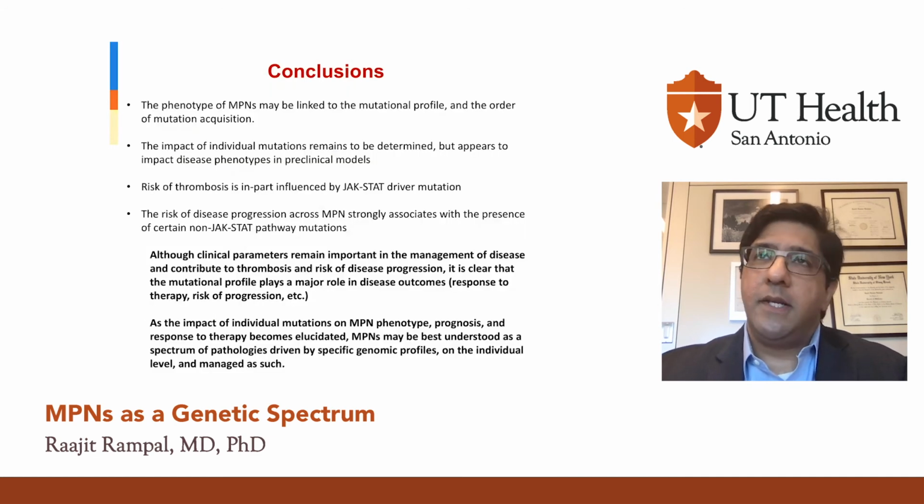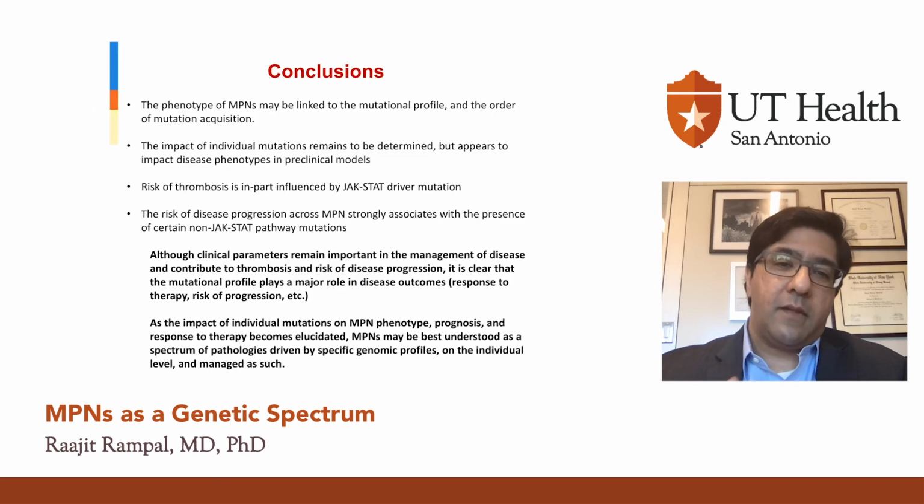So to conclude, the phenotype of MPNs may be linked to the mutational profile and to the order of mutation acquisition. The impact of individual mutations remains to be determined, but appears to impact disease phenotypes in preclinical models at least. Certainly the risk of thrombosis is in part influenced by the JAK-STAT driver mutation. The risk of disease progression, of course, across MPNs strongly correlates with the presence of certain non-JAK-STAT pathway mutations.